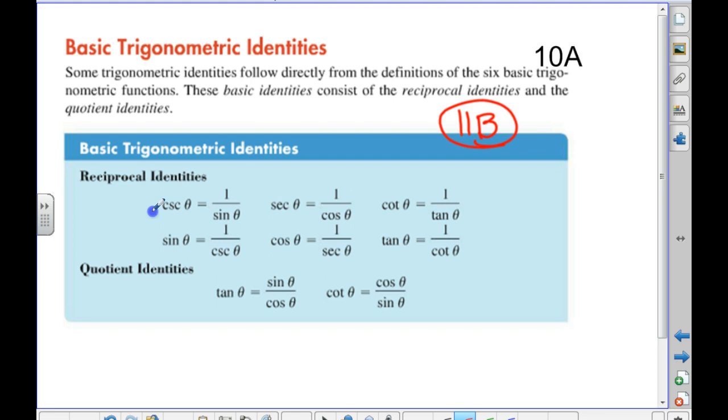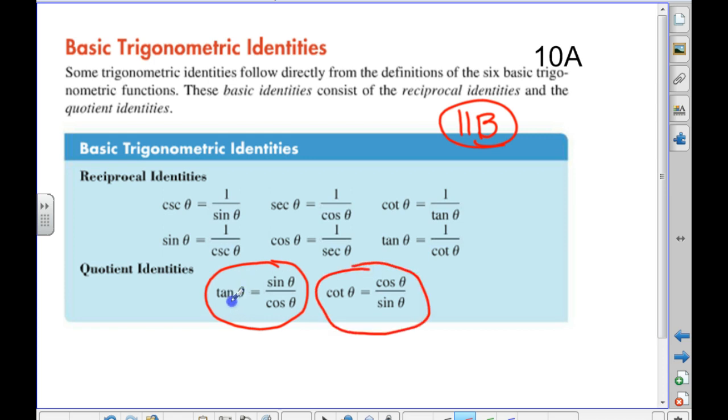So these are on that page, yes? Everybody looking at 11B, there's a little chart in the middle that says this. Okay? The basic identities. These should be familiar. Cosecant is 1 over sine, therefore sine is 1 over cosecant. Are we good?